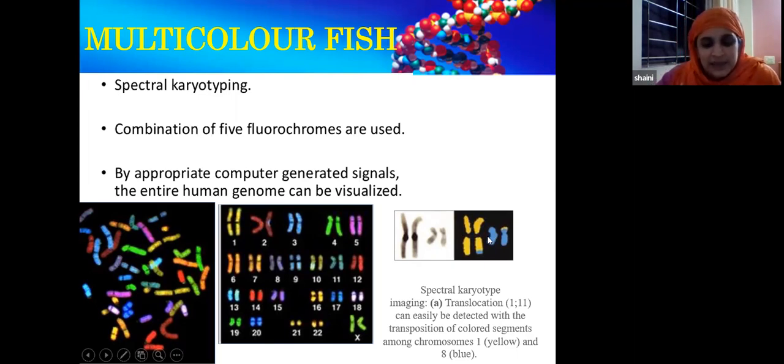Additions and deletions are difficult to pick up, but translocations are easily picked up because of the difference in the chromosomal colors. It easily shows up on spectral karyotyping.